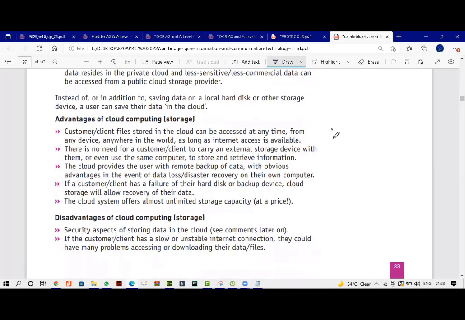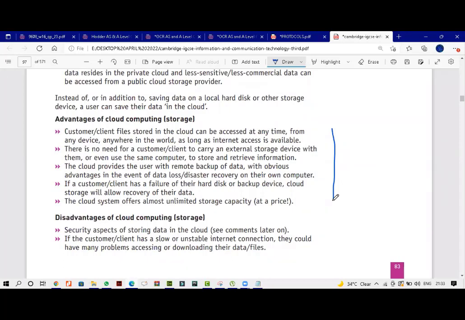So typical advantages of cloud storage. Yes, I think so. It's quite generic. Ali, do you agree with me? Quite generic points, right? Cloud storage advantages are quite generic, right? No issue, right?